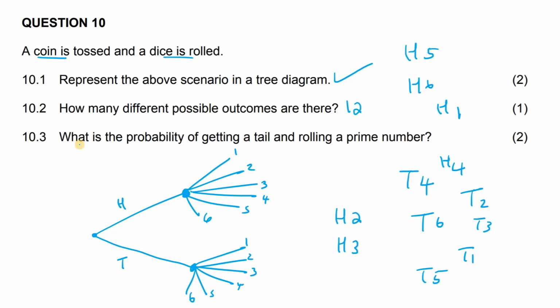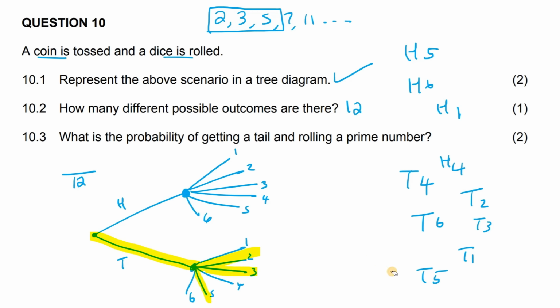Okay, so it says, what is the probability? Out of all the 12 different options that you could get, what is the probability of getting a tail and a prime number? Now, prime numbers are 2, 3, 5, 7, 11, but the numbers that are relevant to us are those ones. So they want it to be a tail and then a prime number. So 2, 3, and 5.